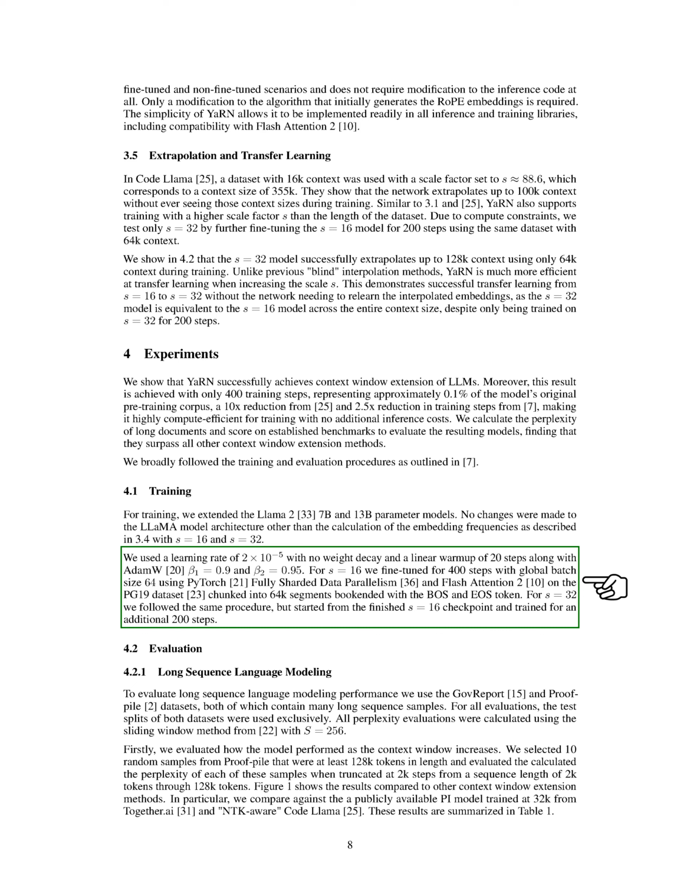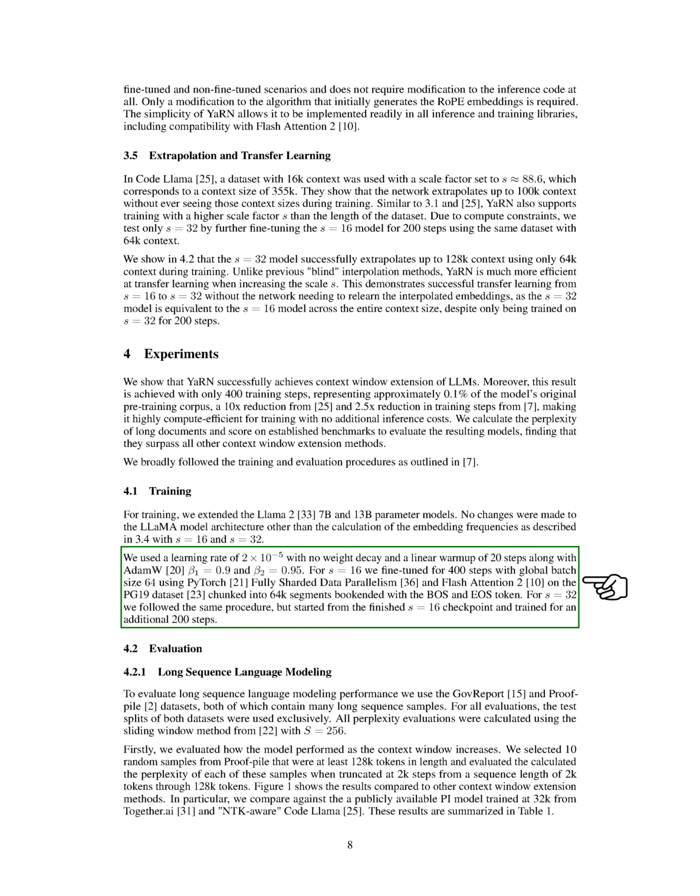For the scale factor of 16, we fine-tuned for 400 steps with a global batch size of 64 using PyTorch fully sharded data parallelism and flash attention 2 on the PG19 dataset. This dataset was divided into 64,000 segments, each beginning and ending with a specific token. For the scale factor of 32, we followed the same procedure, but started from the completed scale factor of 16 checkpoint and trained for an additional 200 steps.